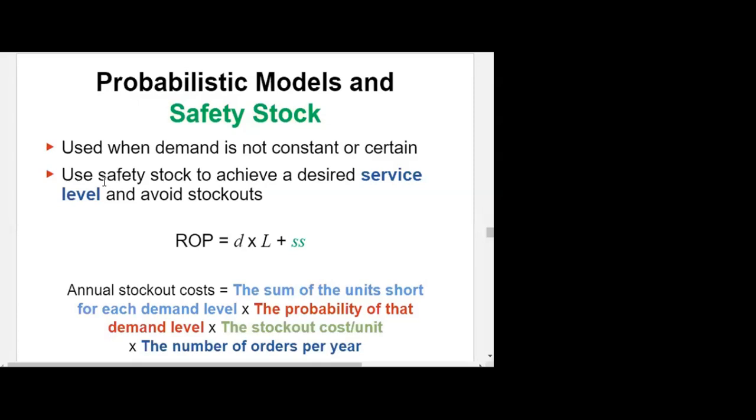We are continuing the topic of inventory management. This is inventory management part 2. Next, we talk about probabilistic models and safety stock for inventory.